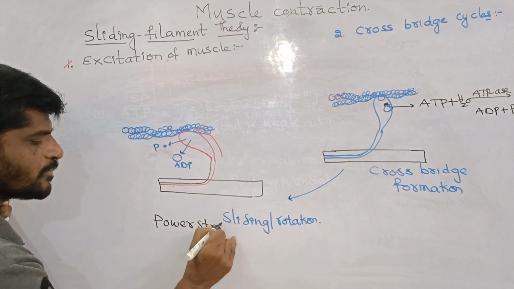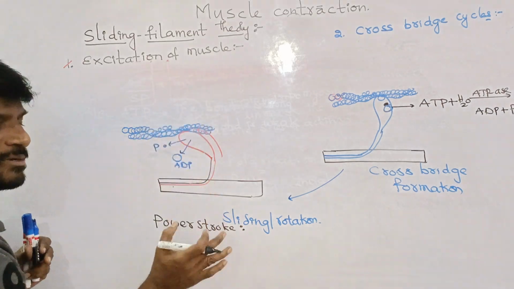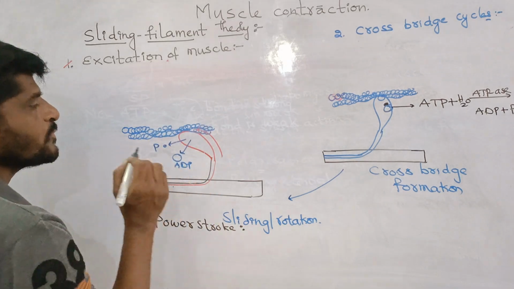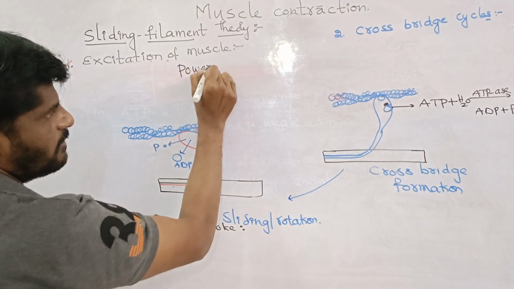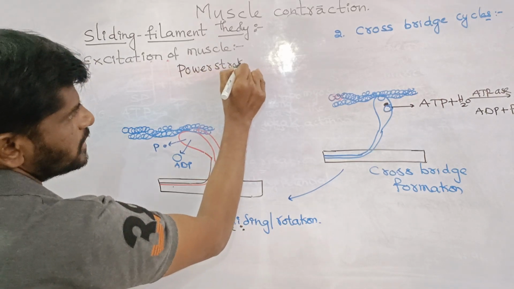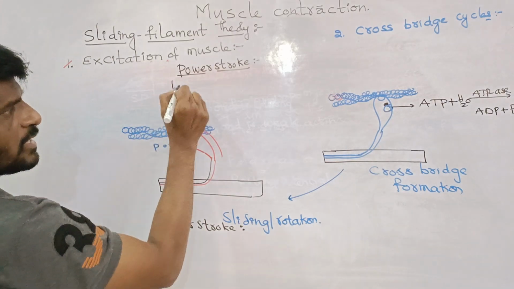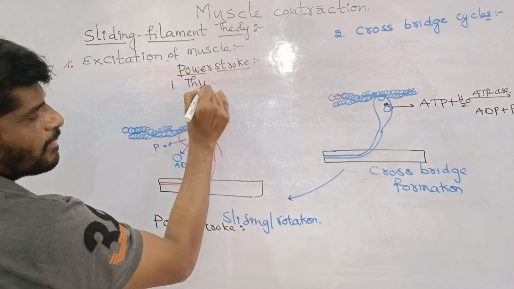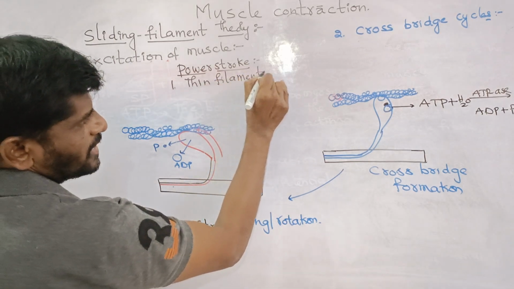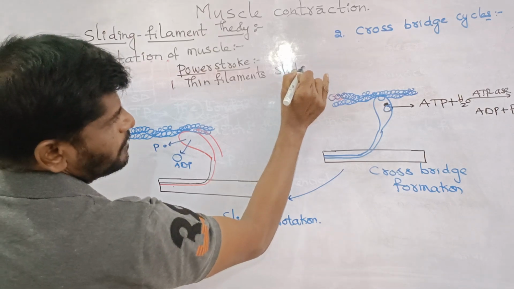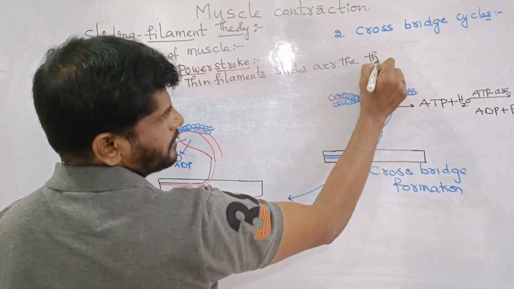Power stroke. What are the events which are occurring during the power stroke? I write here to make you very sure. During the power stroke, what are the events which are happening? One, thin filaments slide over the thick filament.